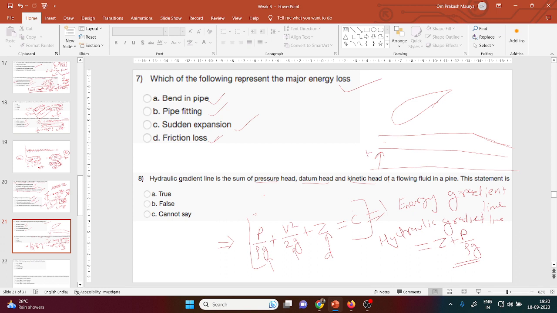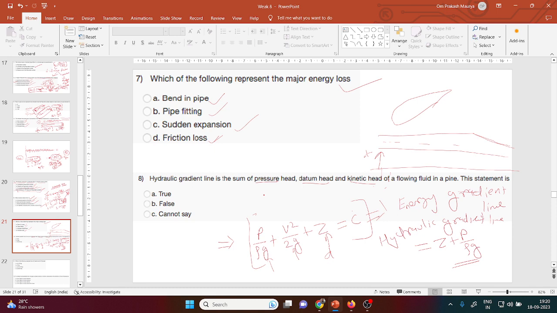When you come down, the value will be negative. You can interchange this also: if you take the negative, you need to take the below one as positive. So this is the meaning of the arbitrary datum head.